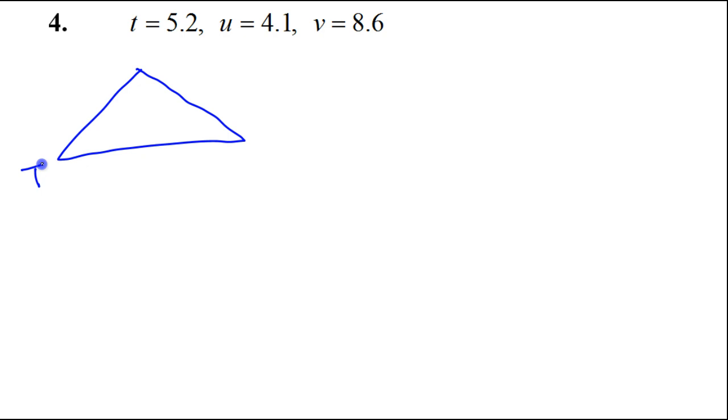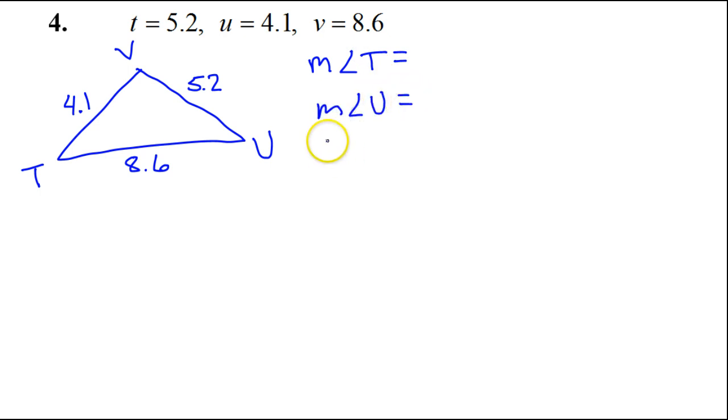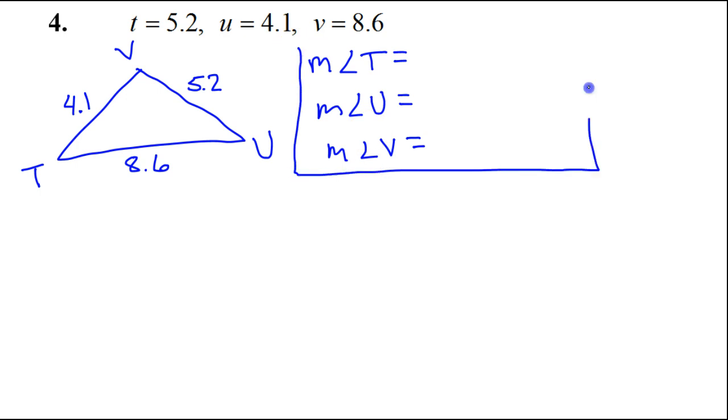So apparently we have angles T, U, and V. So side T is 5.2, side U is 4.1, and side V is 8.6. All right, so of course the 3 things that we need to find are the measure of angle T, the measure of angle U, and the measure of angle V. Once we find these 3 angles, we will have solved the triangle.